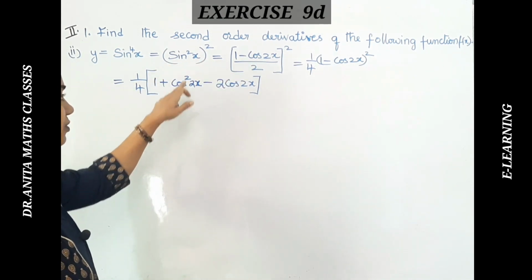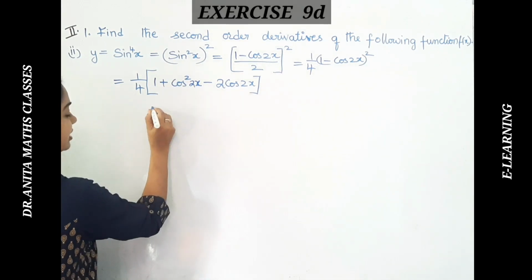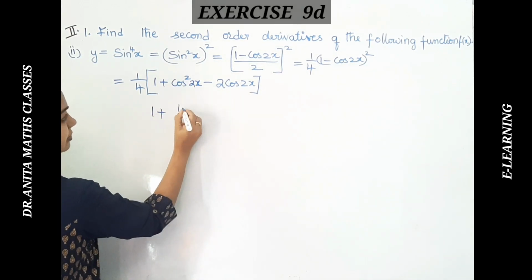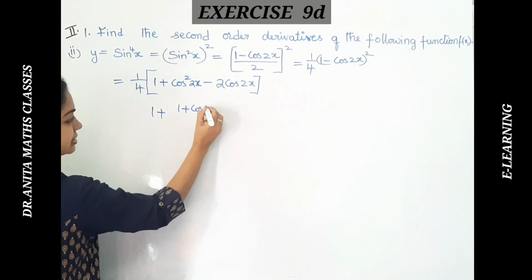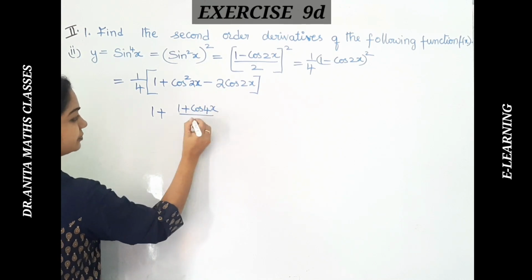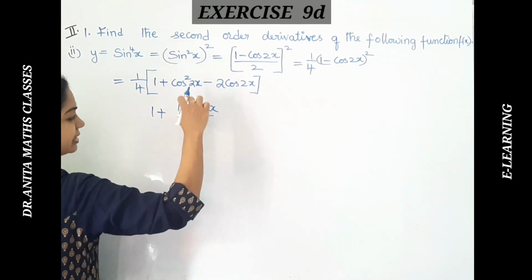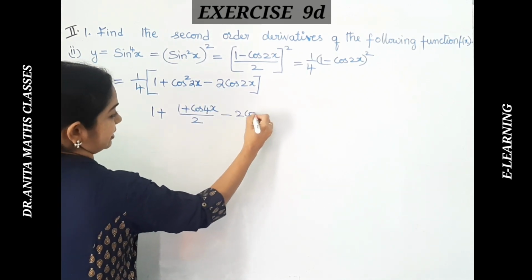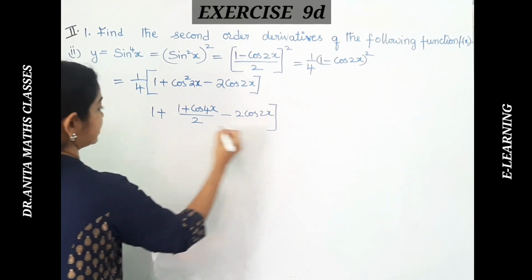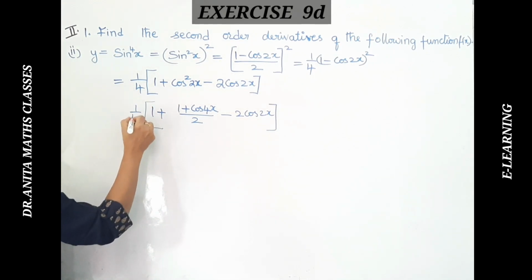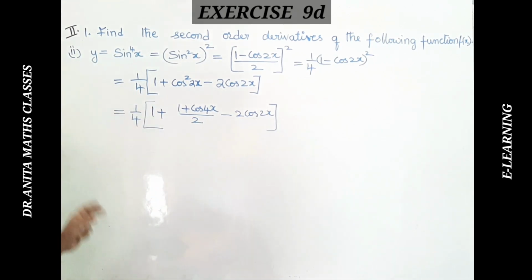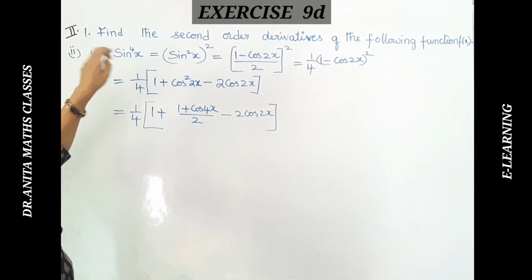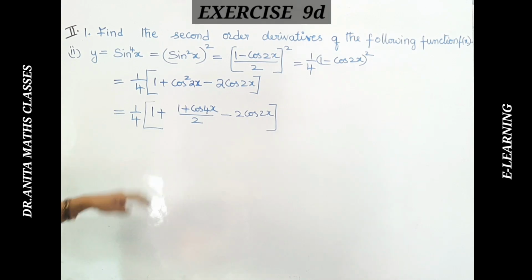We get here for cos square 2x, we can resolve it like this: 1 plus cos 4x upon 2. So cos square 2x, I can write it as 1 plus cos 4x upon 2. This as it is, minus 2 cos 2x. This as it is, we will write 1/4. Still we are not doing the differentiation. We are simplifying the trigonometric ratio. Then later on we will do it.